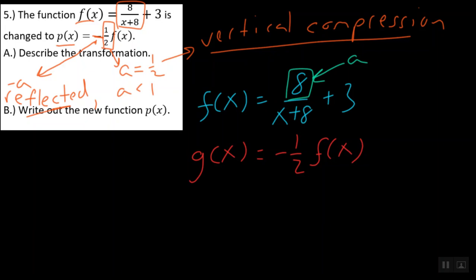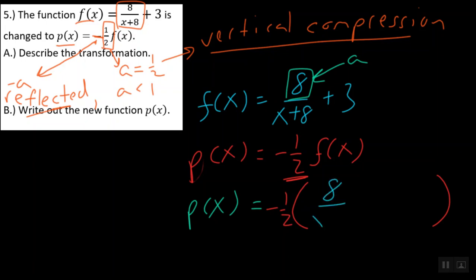Oh, I'm so sorry. It's not g of x at all. Aha, good thing we caught that. This is actually p of x. Okay, so our new function, p of x, let's see here, is equal to, our a value is negative 1 over 2, so we're in fact multiplying everything in f of x by negative 1/2. And so I have my 8 over x plus 8 plus 3.